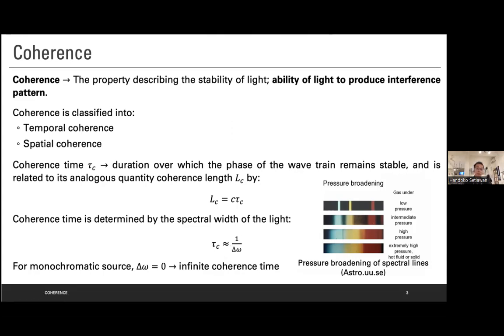Yeah, Farhan first. Farhan. Okay. So the equation Lc equals c times tau c, does the equation only work for cases when light travels through, let's say, a vacuum, or is it also applicable for light in a particular medium?